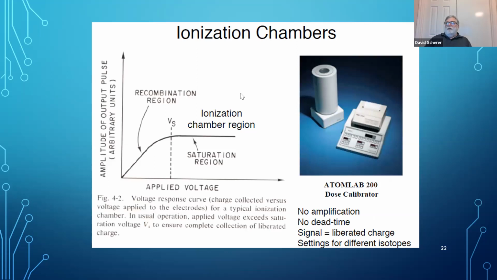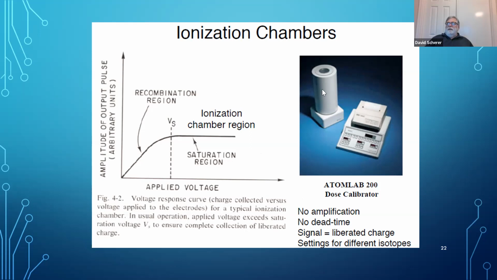Ionization chambers can be used for measuring radioactivity, particularly when there's a large amount. This is a dose calibrator that's used in nuclear medicine. It doesn't count individual events. Instead, it figures out the activity of the source based on the exposure rate. So it's measuring the ionization that's taking place in the cylinder. The radioactive material is put in the middle of the cylinder, and in the walls around it, the amount of ionization that takes place is proportional to the activity that's present.